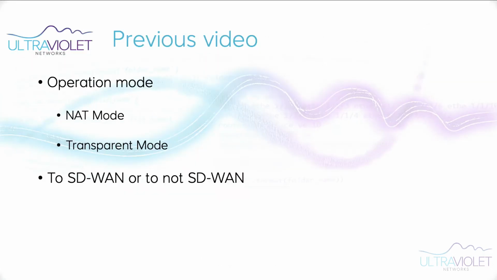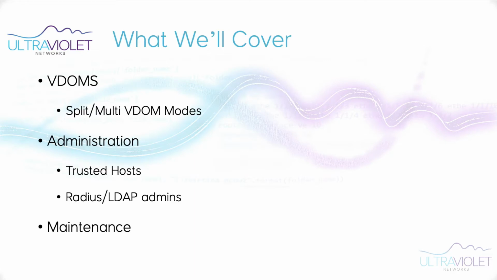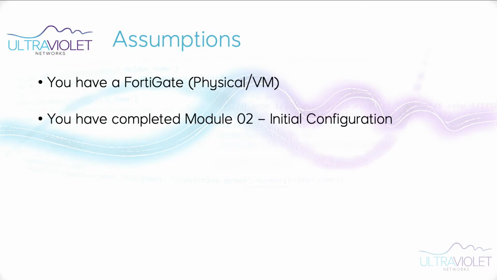In the previous module, we discussed Operation Mode, which consisted of NAT mode and transparent mode, as well as whether or not we wanted to do SD-WAN. In this video, we're going to cover virtual domains, administration, and then basic maintenance. Assumptions for this module are that you have a FortiGate and you've completed Module 2, initial configuration. With that out of the way, let's go ahead and get started.